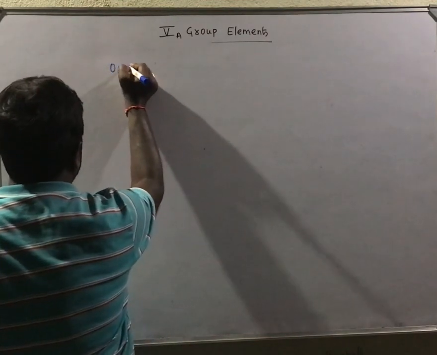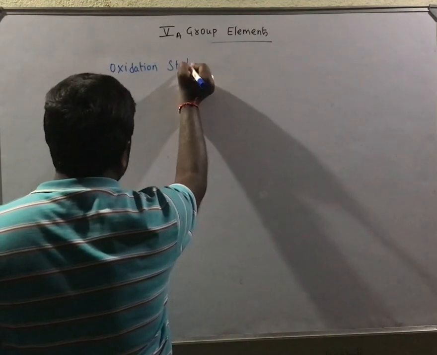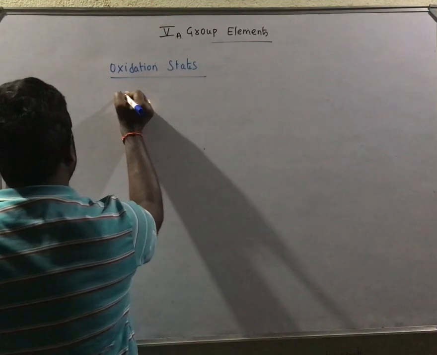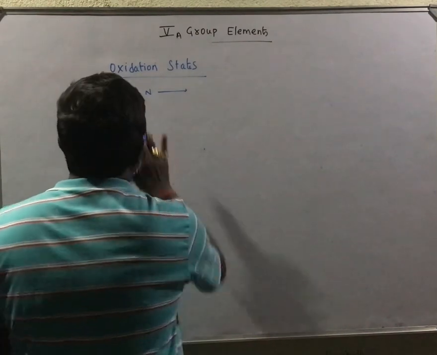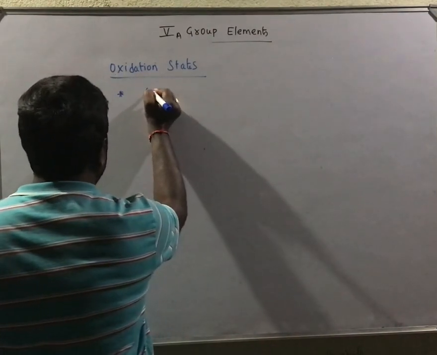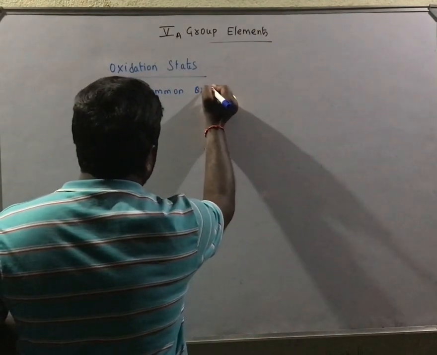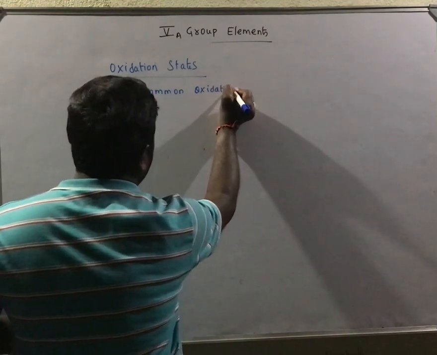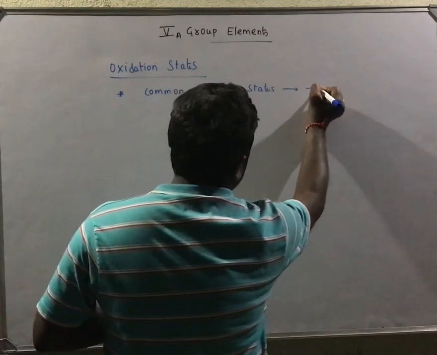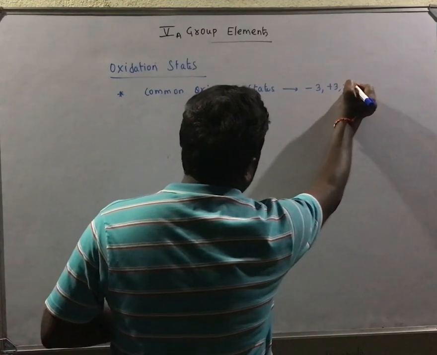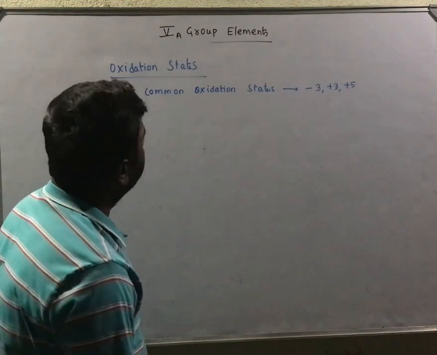Next, the topic is oxidation state. Here in this oxidation state, nitrogen exhibits different oxidation states. The common oxidation states are -3, +3, and +5.